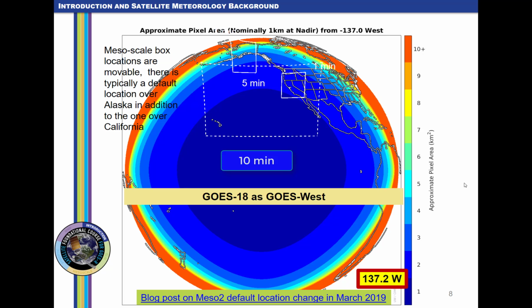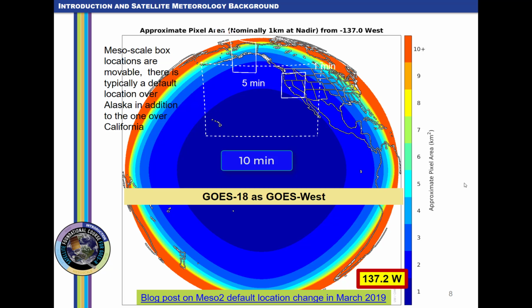This figure shows spatial resolution, pixel areas are approximate, as a function of color for GOES-R and the GOES-West position. The PACUS, which is the GOES-West version of CONUS scanning, and default mesosectors are shown. Mesosectors are movable and are 1,000 by 1,000 kilometers in size at the subsatellite point. They always have the same number of horizontal lines and vertical elements.